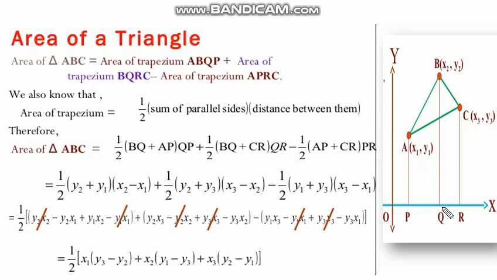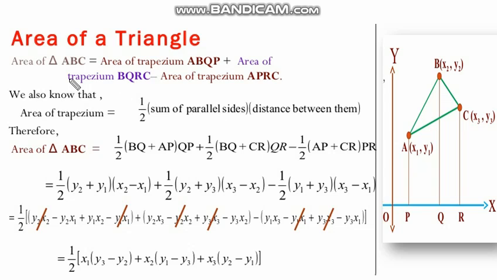Then after finding the areas of these two trapeziums, we need to subtract the trapezium A, C, R, P from the sum of these two trapeziums. So the sum of these two trapeziums minus the trapezium APRC, and easily we can get the area of this triangle.